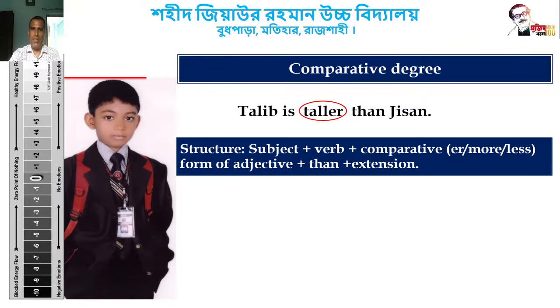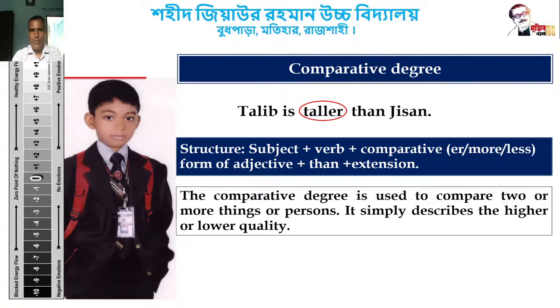Comparative form of adjective plus than plus extension. Again I say, subject plus verb plus comparative form of adjective plus than plus extension. Dear student, so the comparative degree is used to compare two or more things or persons.